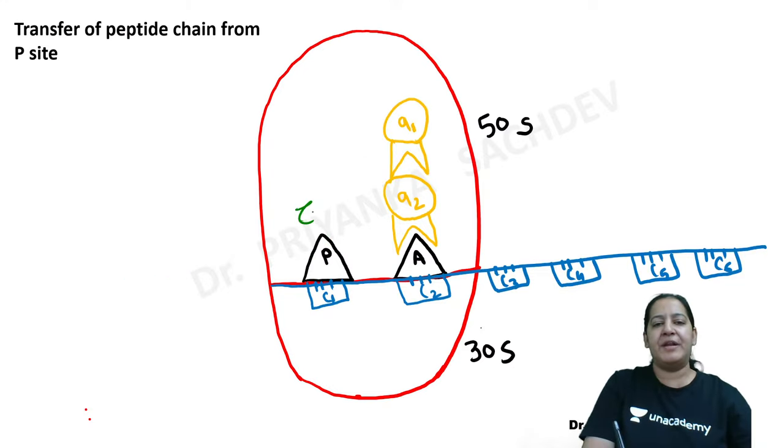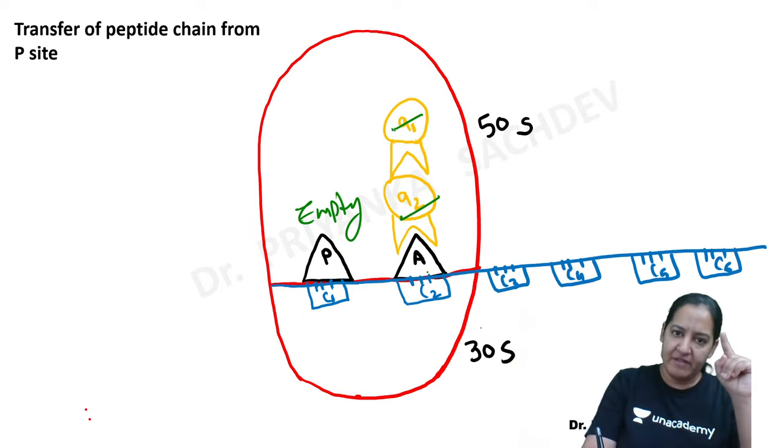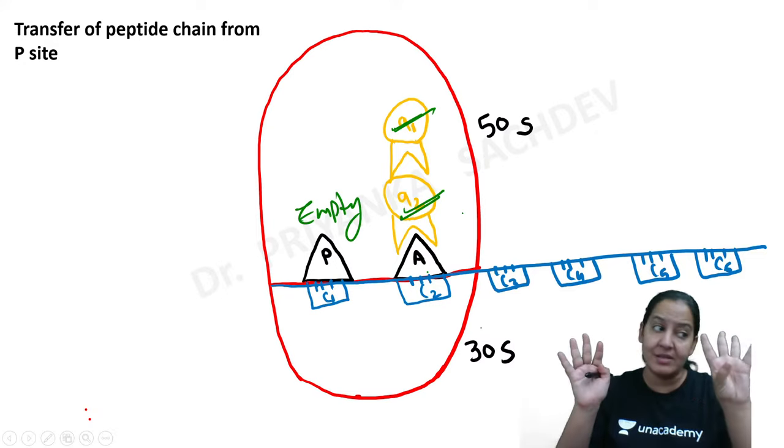Can you see the P window is empty now? The P window is vacant now. And on the A window, both are present. This is A1. This is A2. So, A1 is the pre-existing one, A2 is the new one. So, this is the summary of step 3. Now, it's time to do the last step, step 4.